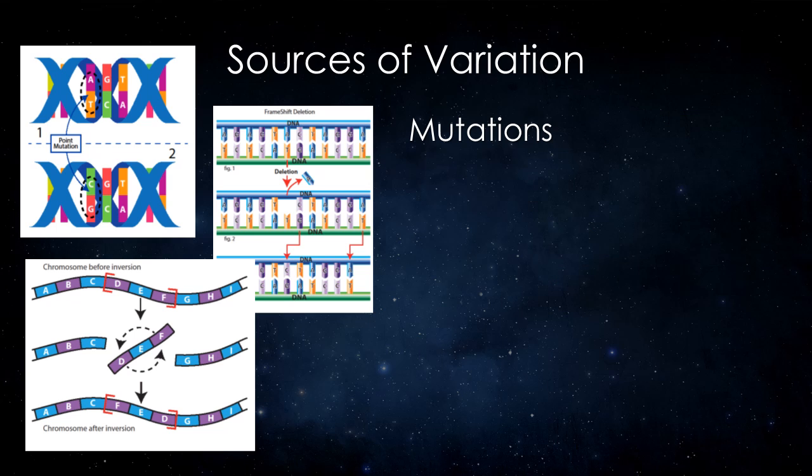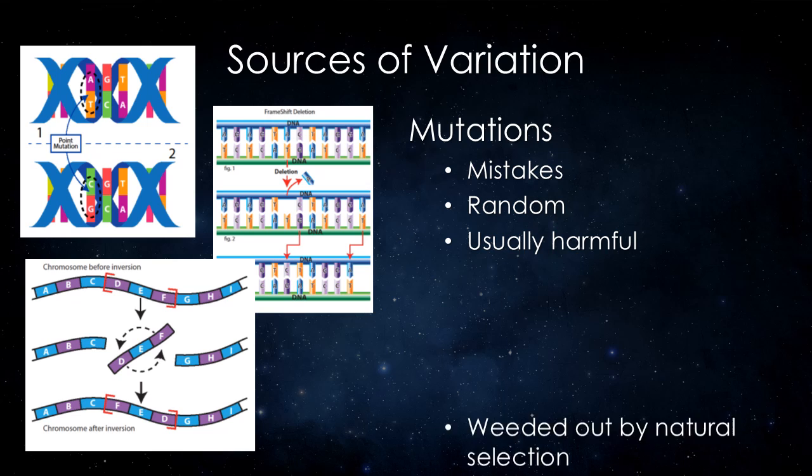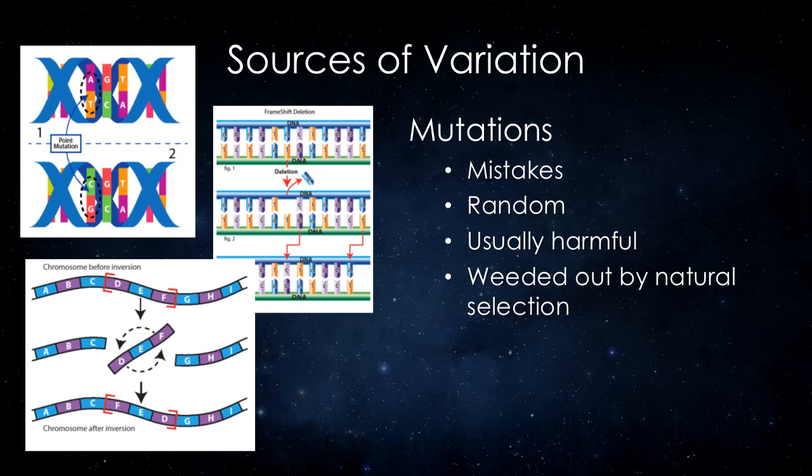Variation also comes from mutations, or mistakes that are made during the process of meiosis. Mutations are accidental, random changes in the genetic instructions, and they are usually harmful. Since natural selection weeds out traits that are not beneficial, it would make sense for traits that happen as a result of harmful mutations to be eliminated from the population in time.